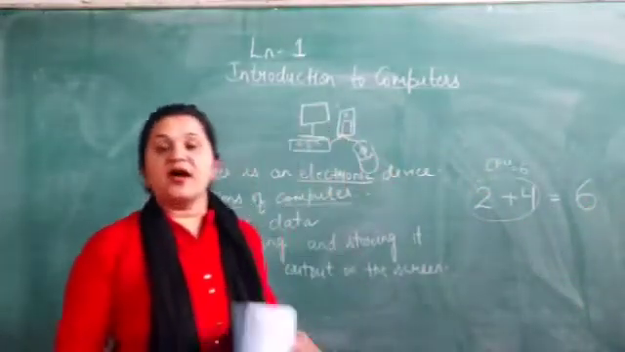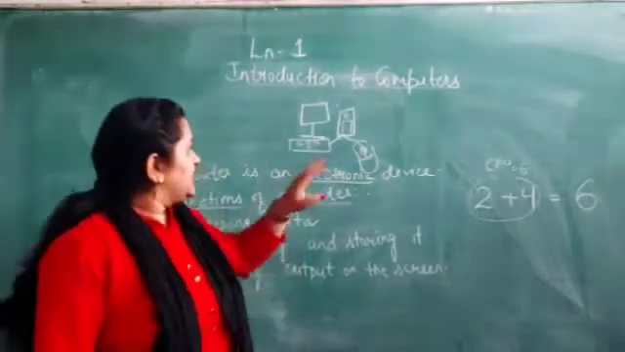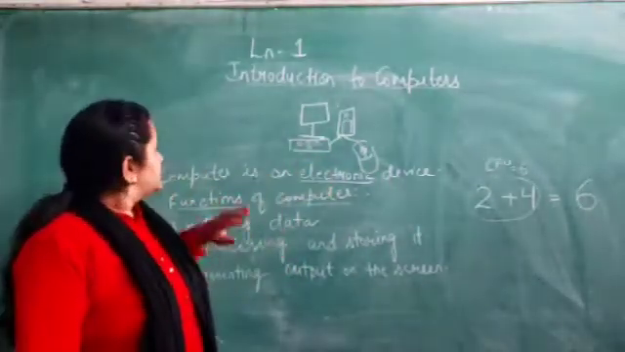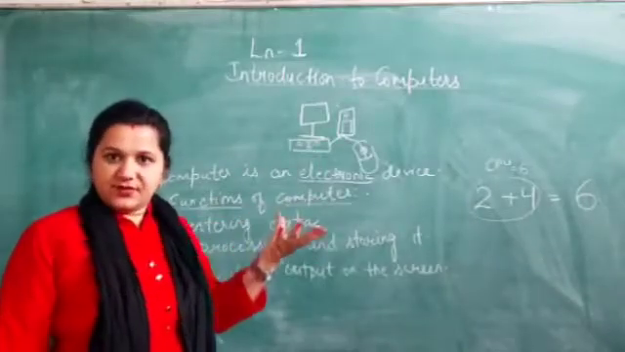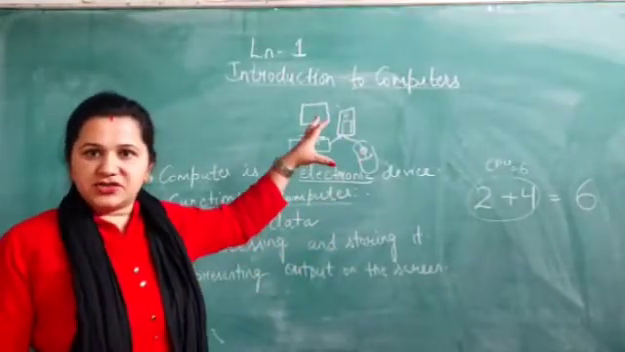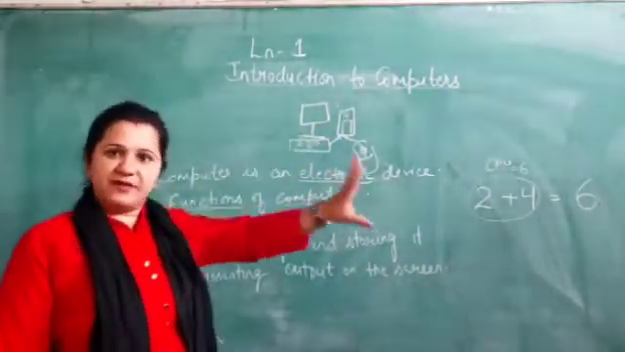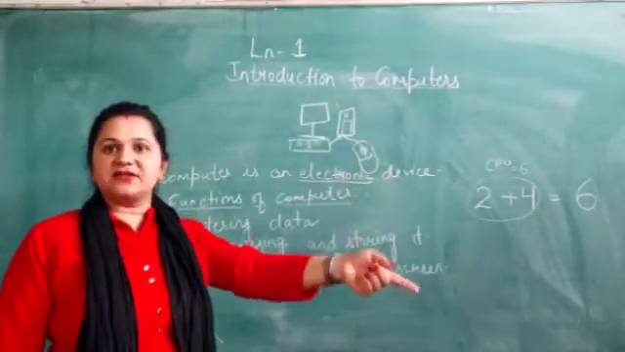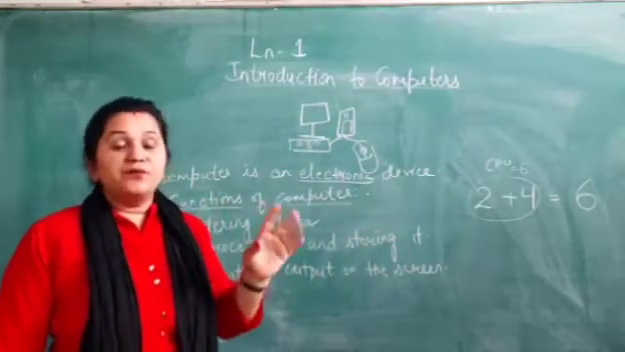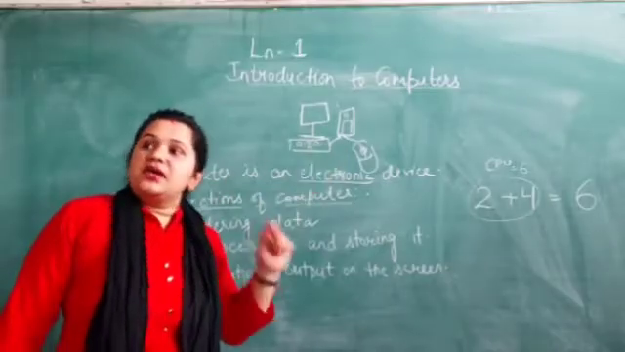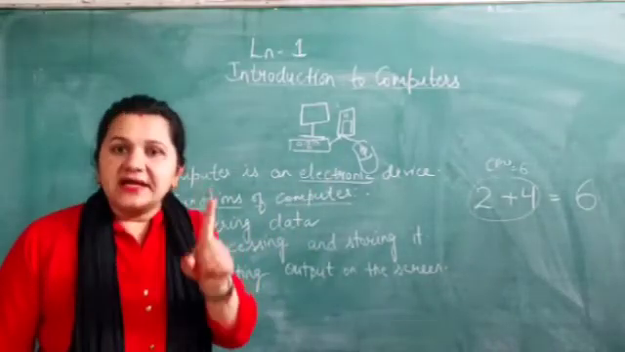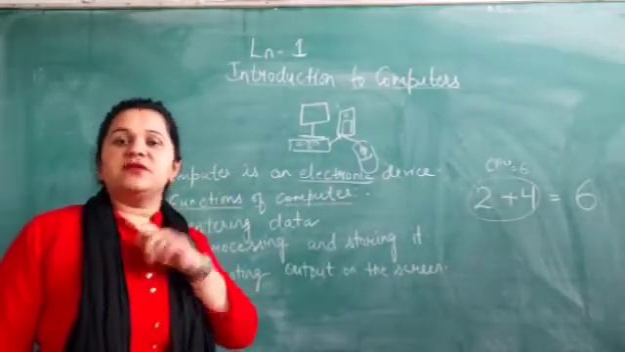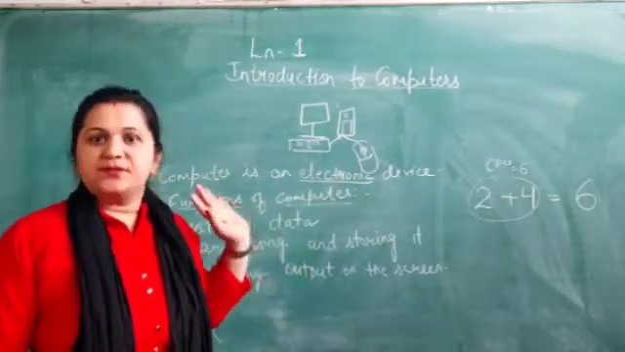So this is how a computer works. It is an electronic machine. It takes the data. Obviously, it cannot work on its own. If I ask it to stand, if I ask it to sit, will it? No. So it will work only according to the right instructions or commands which we give to it. Got it, children?